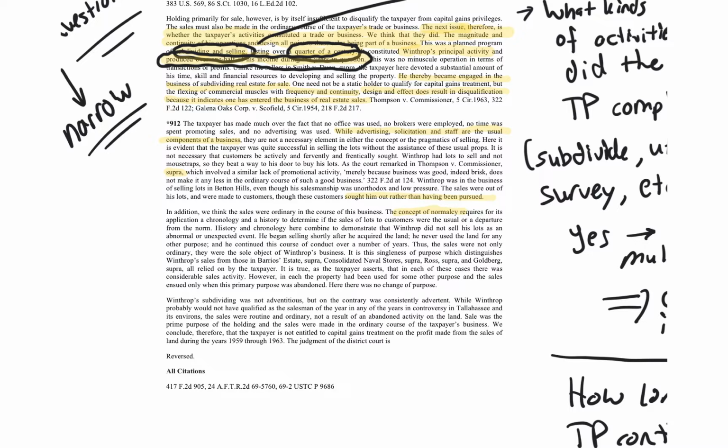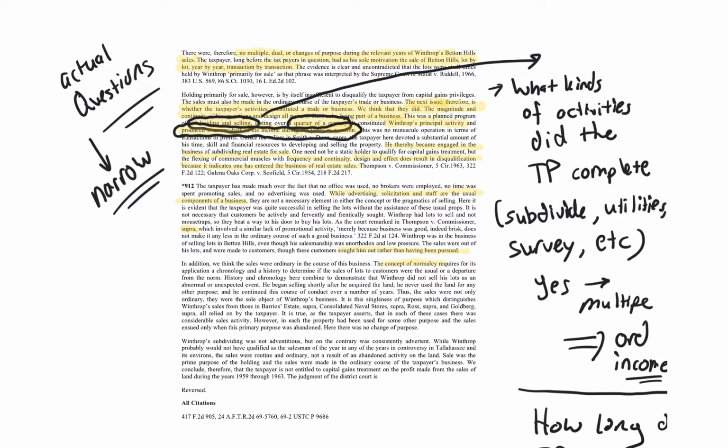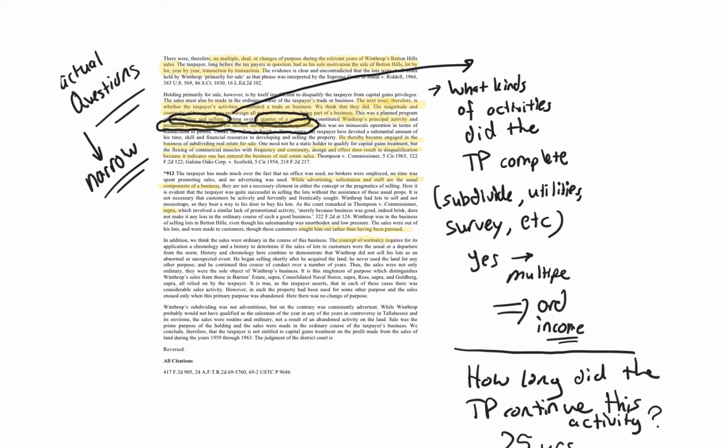All right, so at that I think you get the idea. Again, there are these factual elements that the court is really focusing on. Subdividing and selling. So from that, I created the question: What kinds of activities does the taxpayer complete? And you're going to see that type of question is also in our analysis. Or how long did the taxpayer continue to hold or continue this activity with respect to the lots in question?